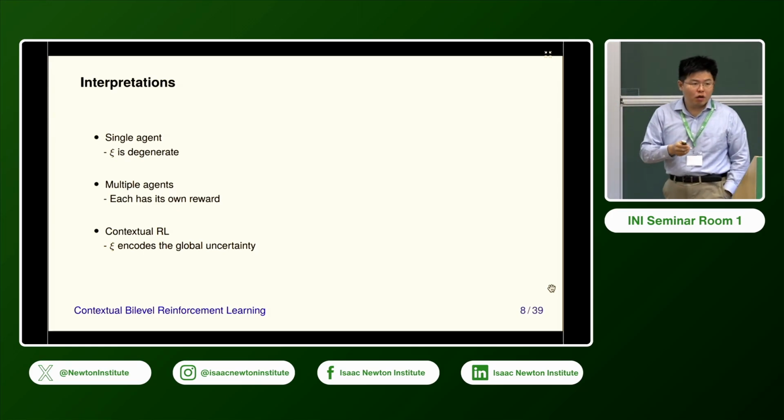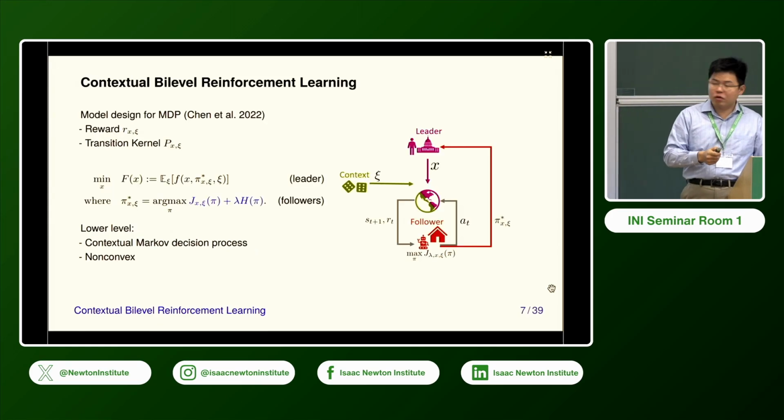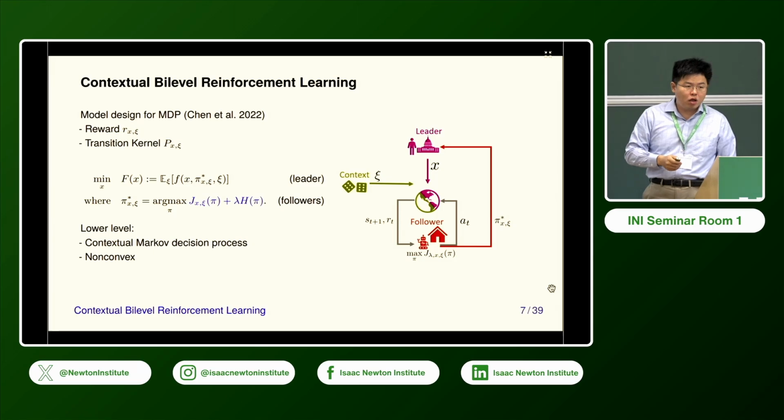But I assume you get uniqueness because you basically are removing corners. Yes, because of the entropy regularization. Yes.